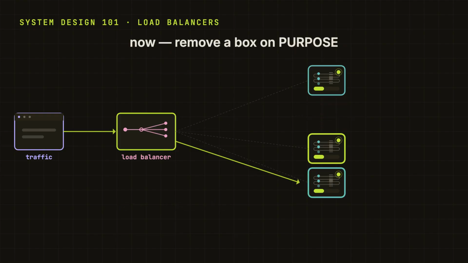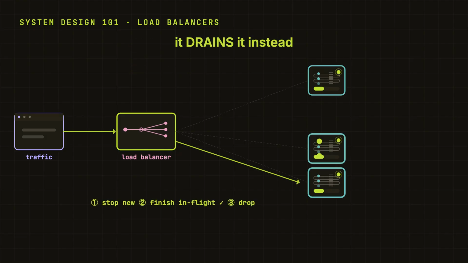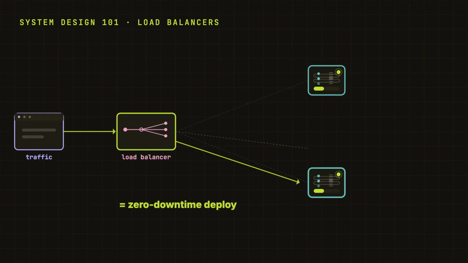And to remove a box on purpose for a deploy, it does not just yank it, it drains it. Stop sending it new requests, let the in-flight ones finish, then drop it. The new box takes over, and ideally nobody's request gets cut in half. That, right there, is a big part of how the zero-downtime deploy from last time actually works.